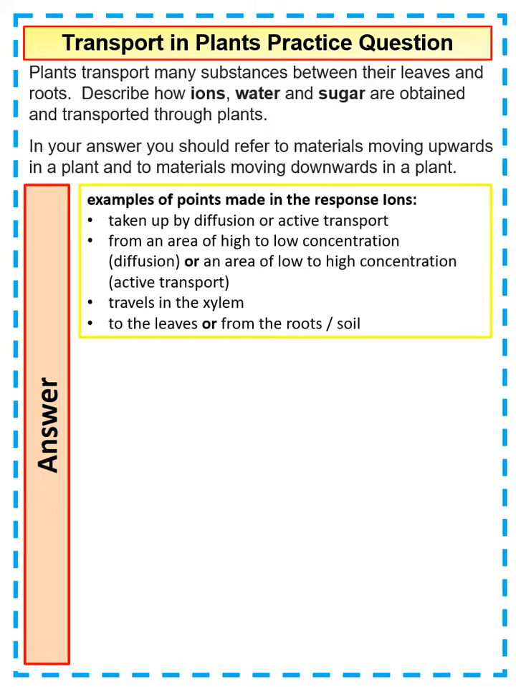If we're going to talk about the ions first, remember that the ions can be taken in by both active transport and diffusion, right? From an area of high to low concentration if it's diffusion, or from low to high concentration if it's active transport. You need to talk about the ions travelling through the xylem from the soil into the roots, then finally to the leaves.